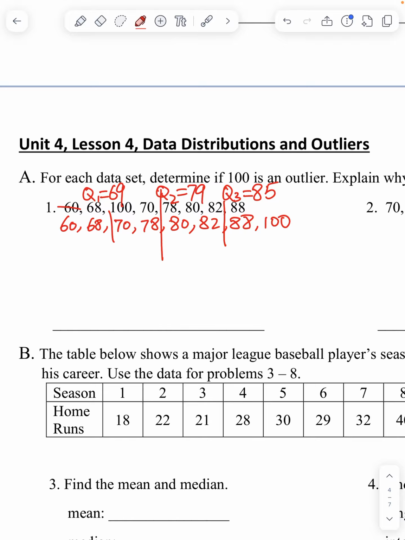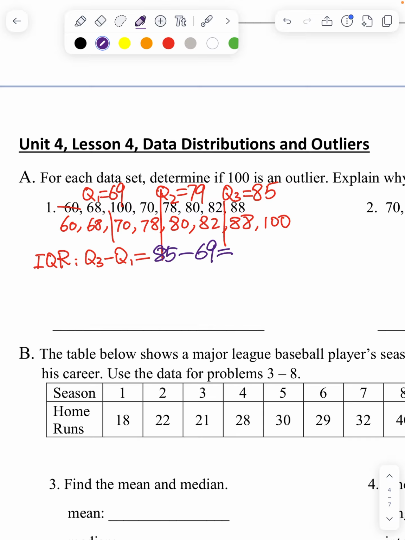You can use a calculator. And then IQR, interquartile range, is Q3 minus Q1. Statistics, Unit 4 is about statistics. A lot of calculation, a lot of numbers. Sometimes it's almost too much, huh? So Q3 is 85. Subtract Q1 is 69, so the interquartile range is 16.